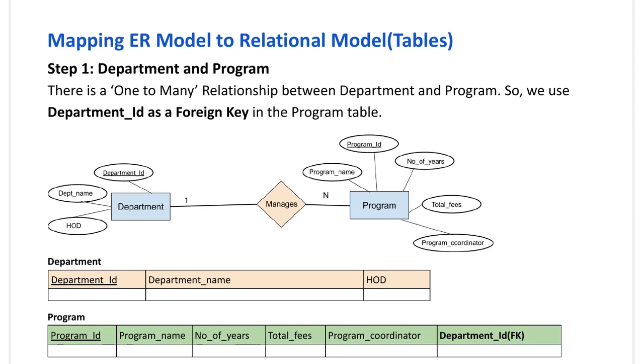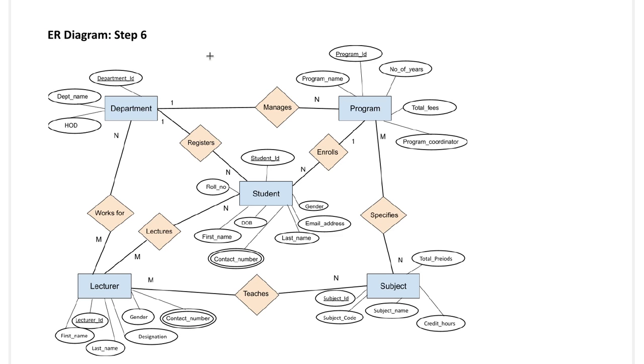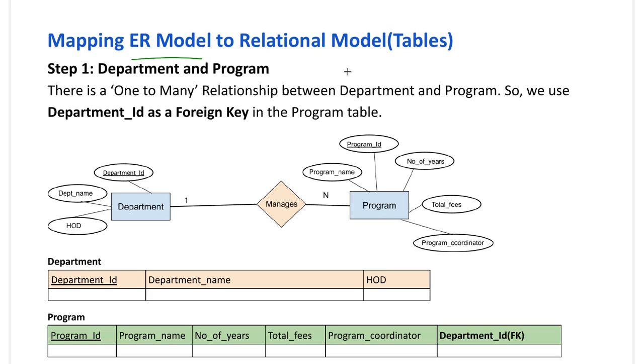Welcome again. In this video we are going to map this ER model, that means the ER diagram that we created in the last video, to relational model, that means tables. Table is schema, to be more precise. We are converting the diagram into table schemas.